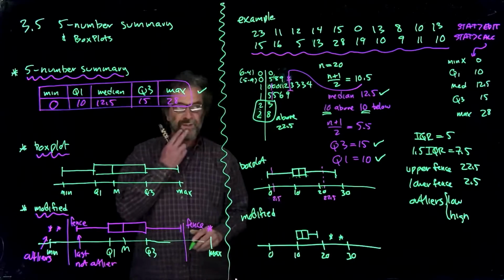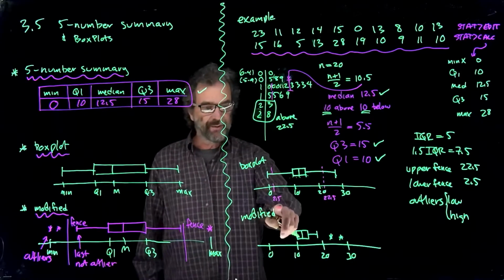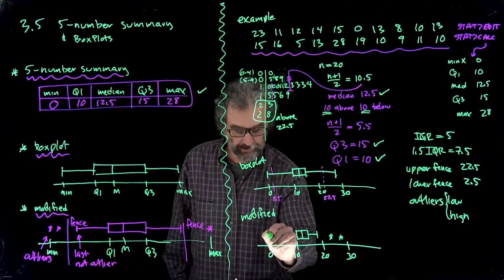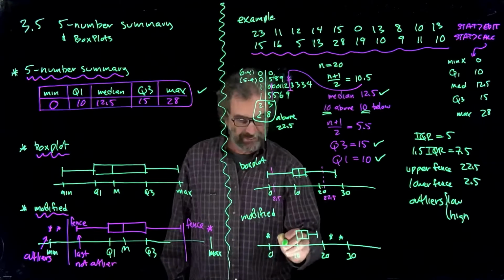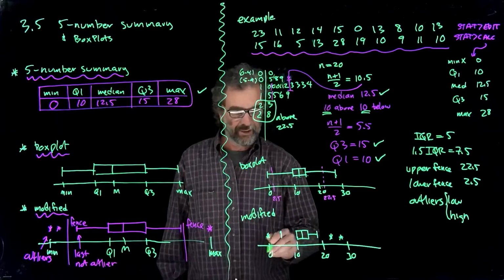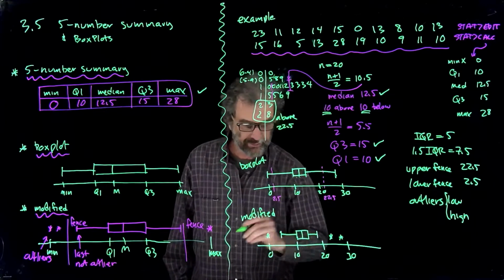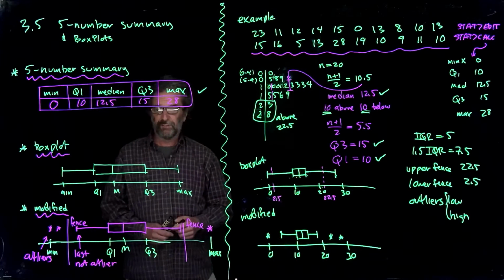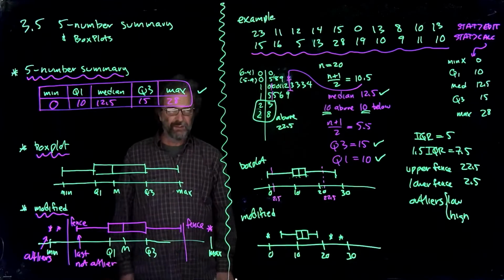And then we look on the low side. Anything smaller than 2.5 is an outlier. We only have 0. The next number up is 5. Halfway between 0 and 10. And then we go like this. All right, so you see how this works.